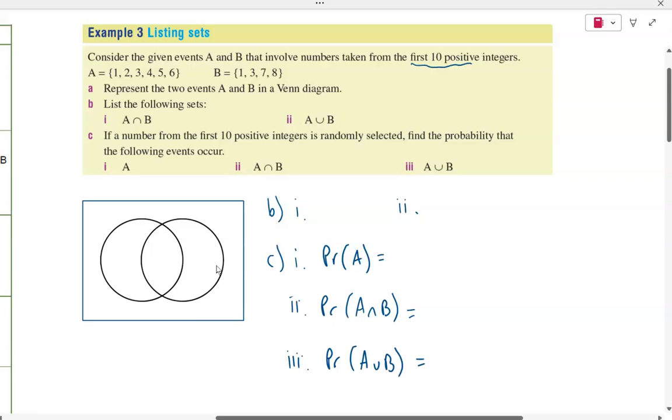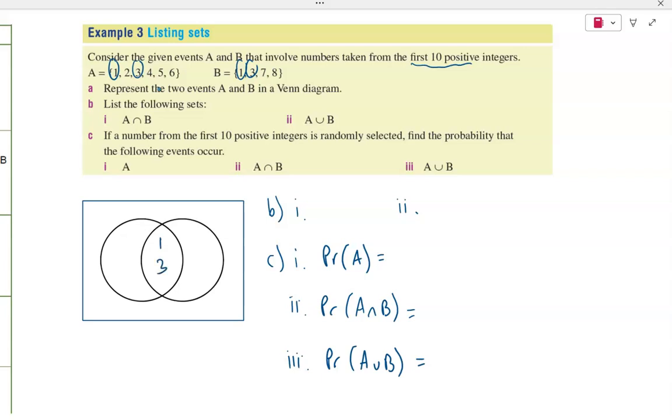I fill out the intersection. So always go to the intersection first, which means I need to find numbers that appear in both set A and B. What are those numbers? Obviously 1 and 3 appear in both sets. So they're the numbers I put in the intersection, 1 and 3.